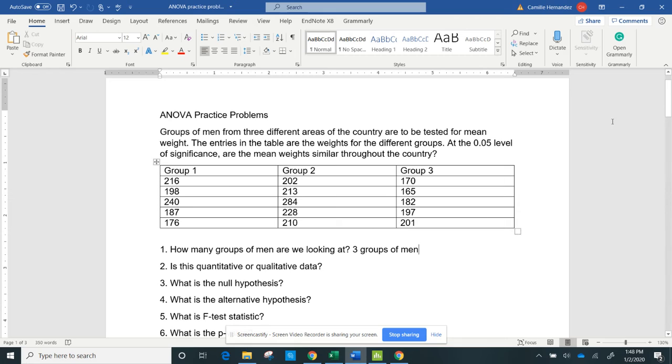So is this qualitative or quantitative data? Right. This in the table is quantitative data because it's weights. Quantitative data. And it is separated by qualitative groups. But look in the groups, the actual data you see is quantitative.